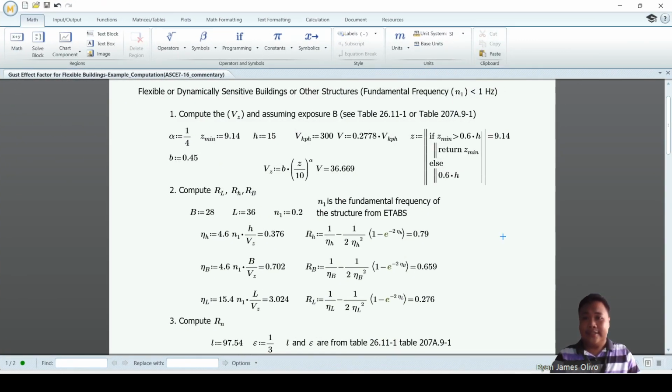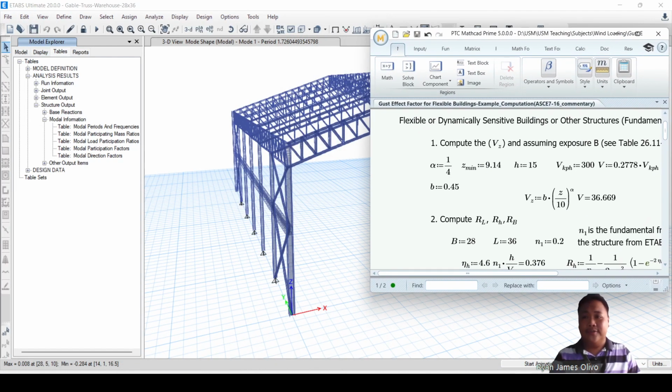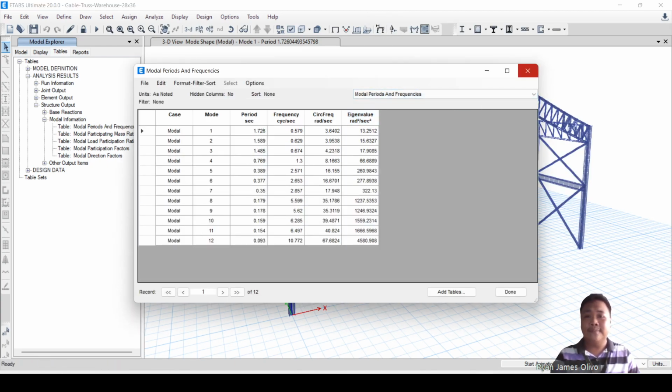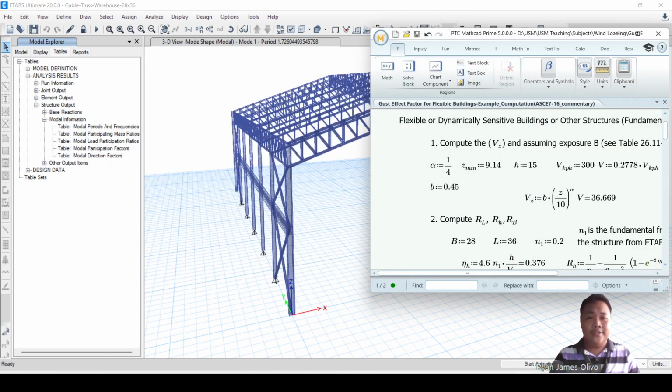Okay, I don't have any H. So I just show you where we should get the participation factor, no? The modal participation factors. Sorry. The periods and frequencies. I just show it to you because I don't know H. I don't know the V.